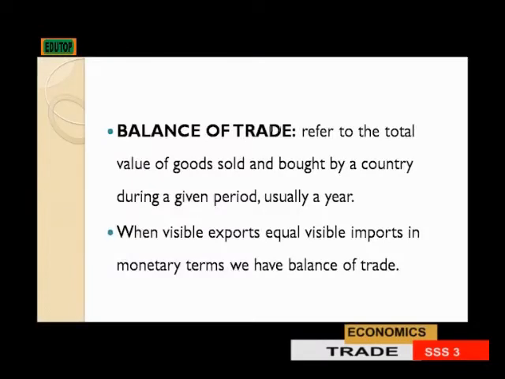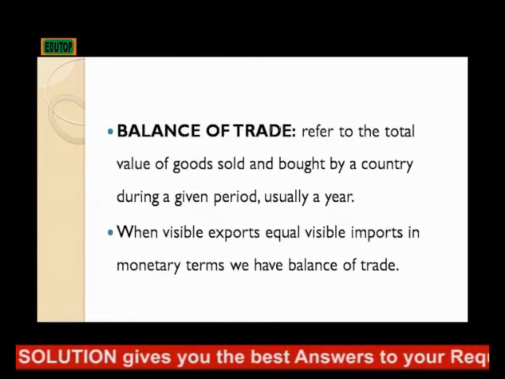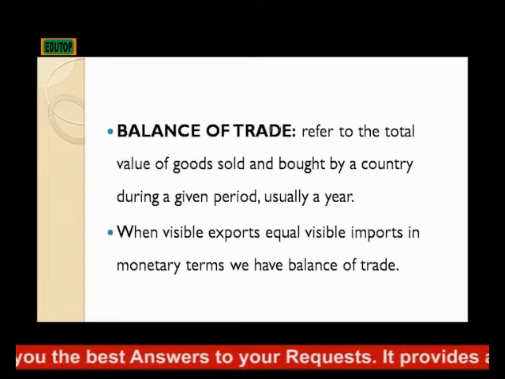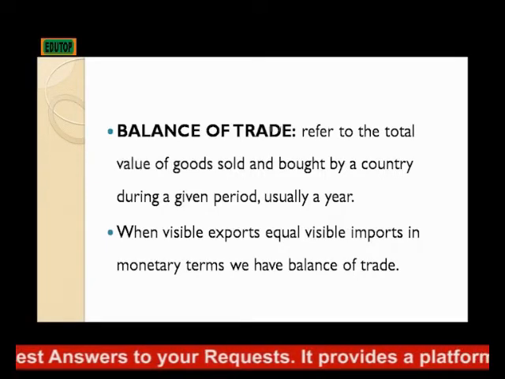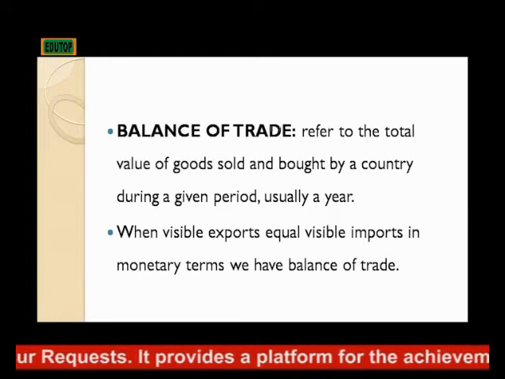Under international trade, we also have some concepts that we need to understand. One, we have what we call balance of trade. Balance of trade refers to the total value of goods sold and bought by a country during a given period, usually a year. Then, when visible exports equal visible imports in monetary terms, then we say we have a balance of trade.